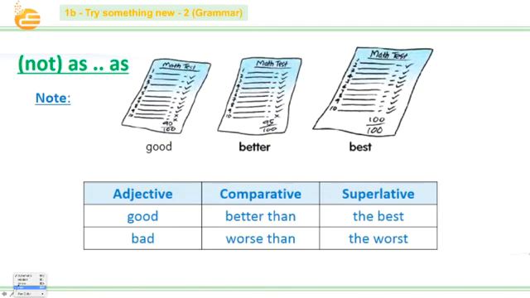It's very important, everybody. Good, better, best. Don't forget. Good, one. Better, compare between two. Best, compare between more than two. Okay? The adjective good: good, better than, the best. Bad, worse than, the worst. Okay? We change the whole adjective. Don't forget that.